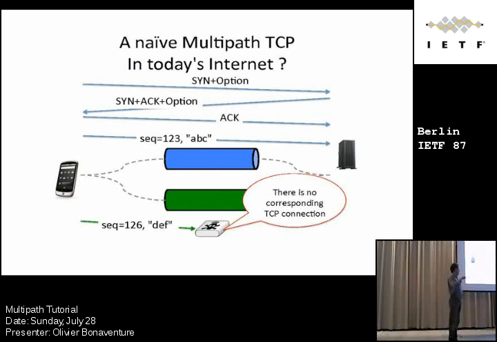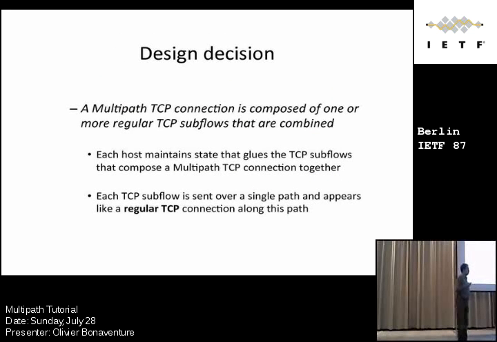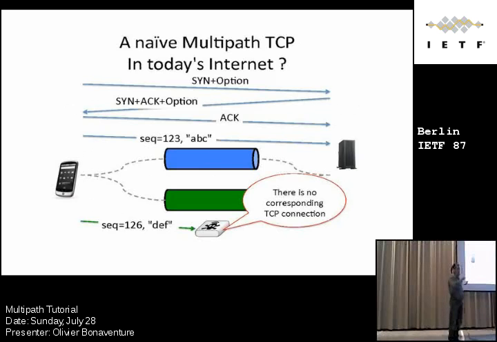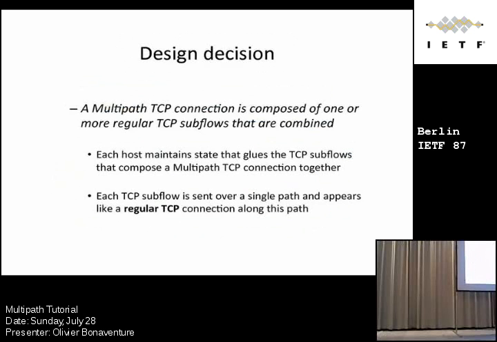So it means that I open the multipath TCP connection, I have state on the client and I have state on the server, but because I don't have state inside the network, I cannot send additional data over the green subflow. What can I do to solve the problem? I need to create a TCP connection on the green subflow. If I don't, there will be no state in the middle boxes, and data will not be able to flow over the green path. So I must create state in the middle box, and this will be done by creating subflows.